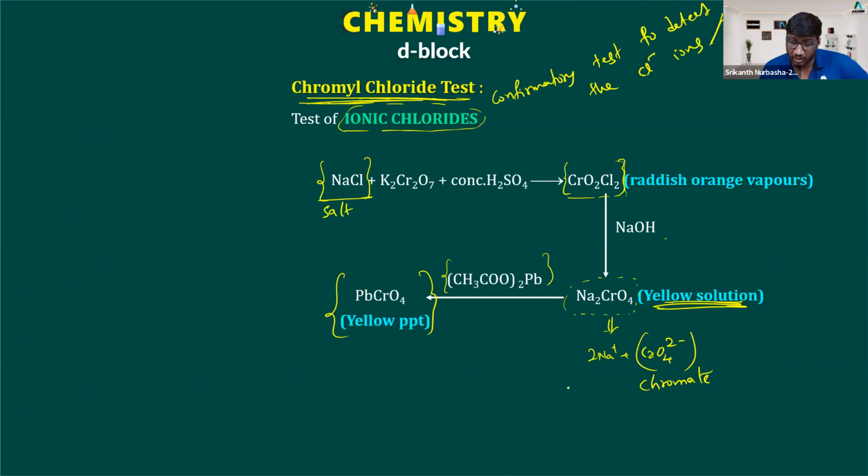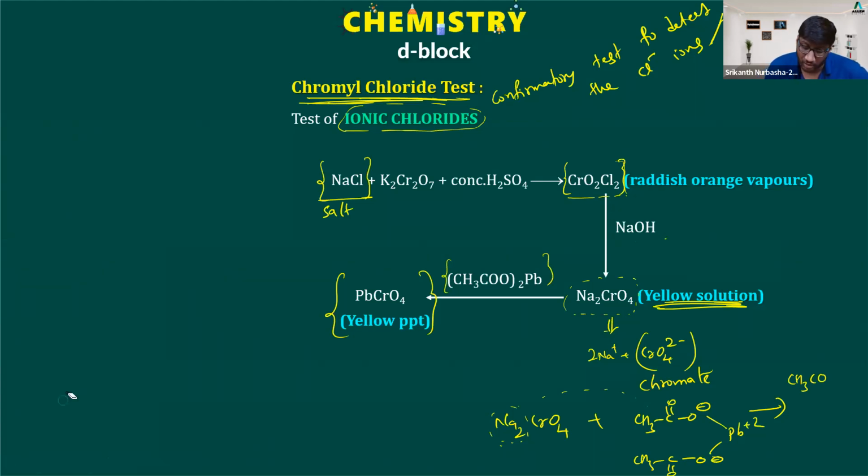Because Na2CrO4, whenever it is added to CH3 C double bond O minus connected with Pb 2 plus, O minus C double bond of CH3, this is lead acetate. So here you have 2Na plus and CrO4 2 minus. These Na plus ions will preferably develop electrostatic attractions with the acetate ions to form sodium acetate, CH3 C double bond O minus Na plus.